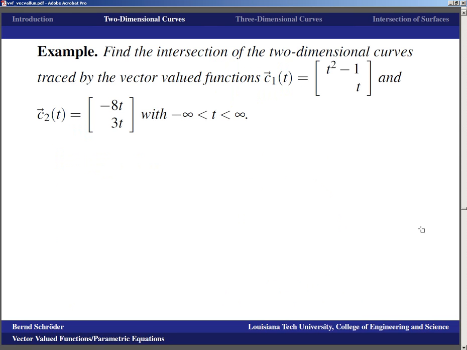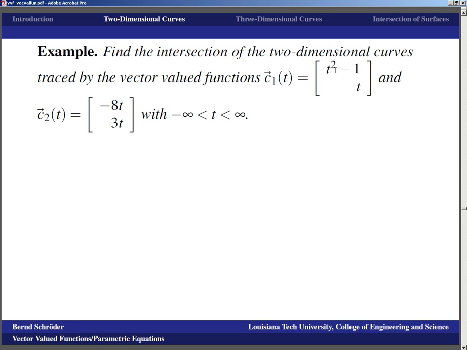Another thing that will be important later on is that we need to figure out intersections of curves as well as of surfaces. So if we want to find the intersection of the two-dimensional curves traced by the vector valued functions c1 of t being (t squared minus 1, t), and c2 of t being (negative 8t, 3t), where t is any real number, we need to figure out the computation somehow, but also let's think about what these things look like.